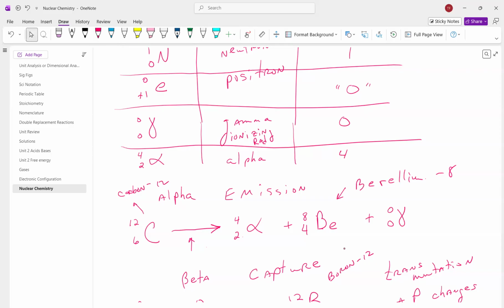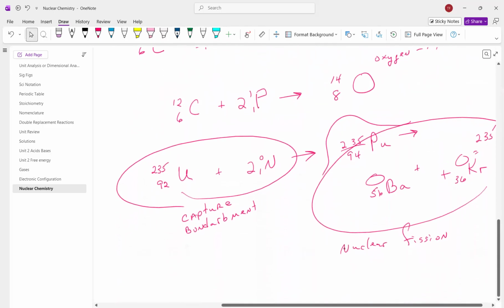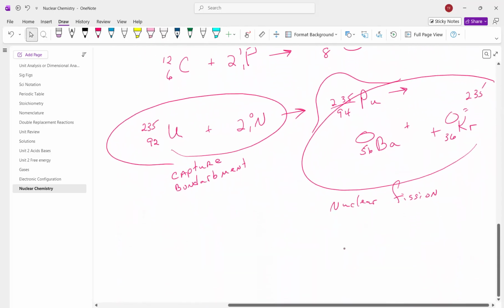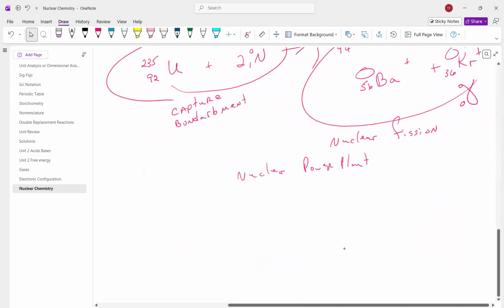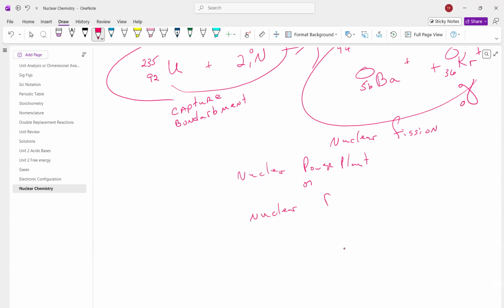Down here for our nuclear. So this goes on in a nuclear power plant. And gamma radiation is given off. That's why the thing has to be extremely well shielded. Well, the other item that uses the same equation is called a nuclear bomb. One is controlled, one is not.